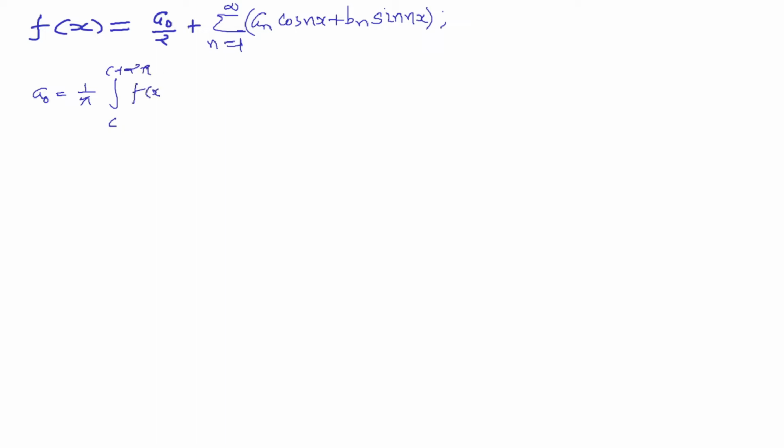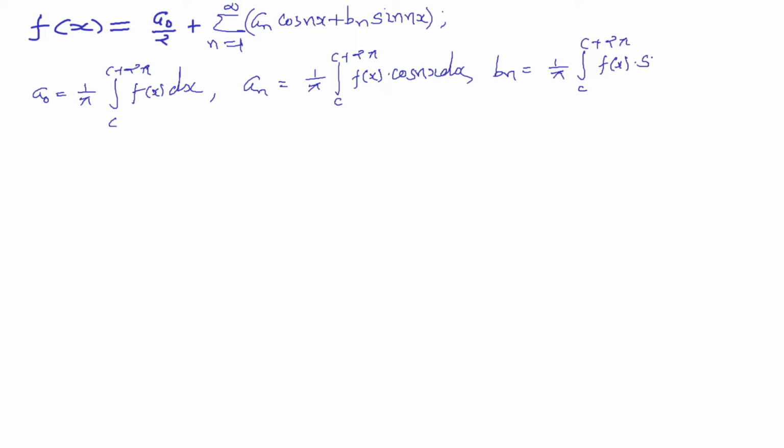So now, for Fourier series, f of x is equal to a0 by 2 plus summation n equal to 1 to infinity of a n cos nx plus b n sin nx, where a0 is equal to 1 upon pi integration over c to c plus 2 pi f of x dx, a n is equal to 1 upon pi integration c to c plus 2 pi f of x into cos nx dx, and bn is equal to 1 upon pi integration over c to c plus 2 pi f of x into sin nx dx.